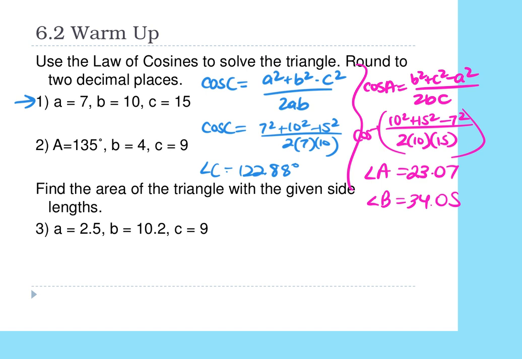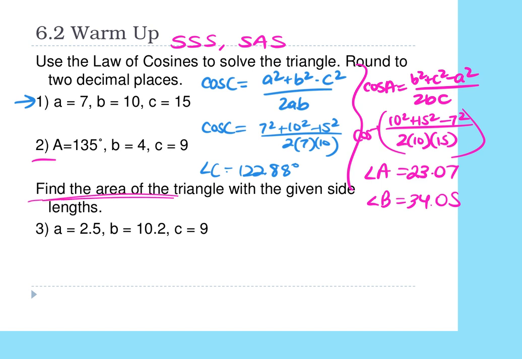Remember, side, side, side, and side, angle, side are the ones you're doing law of cosines. Everything else is law of sines. So for 2, I would first find side A, and then I would use that to find the other angle, and then subtract it from 180.